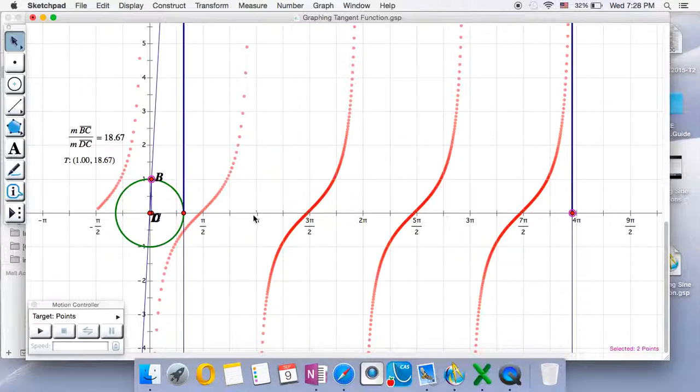So from 0 to pi, you get this pattern. From pi to 2 pi, we get the same pattern. From 2 pi to 3 pi, the same pattern. From 3 pi to 4 pi, the same pattern. But when it's pi, we don't know what's happening. When it's 0, we don't really know what's happening. When it's 2 pi, we don't know what's happening. And this line right here, we call an asymptote, a vertical asymptote. And that's how the graph of the tangent function is made.